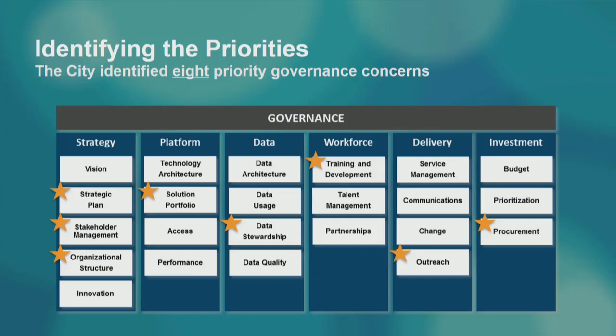So in this one, it mapped fairly well to the strategic plan. They didn't have one, as I mentioned. That's an obvious sign of a lack of governance. You don't have a strategic plan at all, right? Or at least not one that's kind of understood and shared and hopefully documented. Stakeholder management, org structure, solution portfolio, data stewardship, training and development, outreach, procurement. Okay?